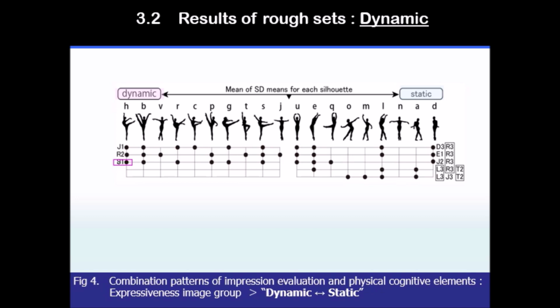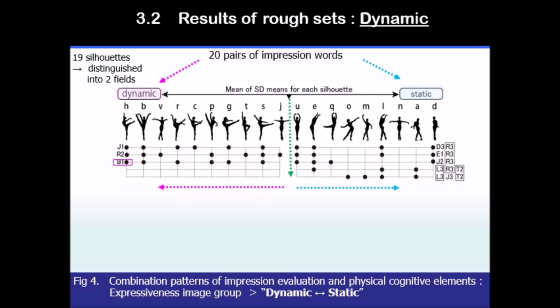Results of rough sets, dynamic. Look at the figure 4. Combination patterns of impression variation and physical cognitive elements. I will explain dynamic, static, one of pairs of impression words. For example, the features of dynamic static were extracted as shown in this figure. The silhouettes were divided into two distinguished fields based on the SD mean value. On the left, dynamic, and on the right, static.